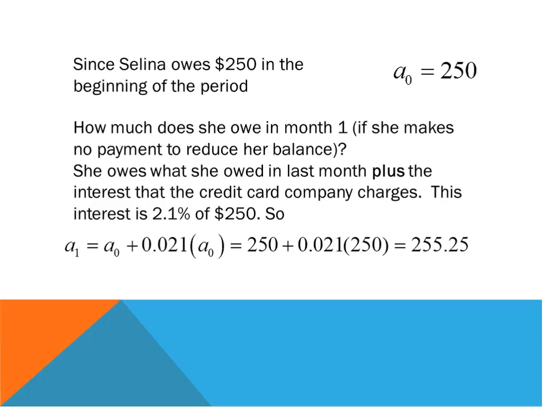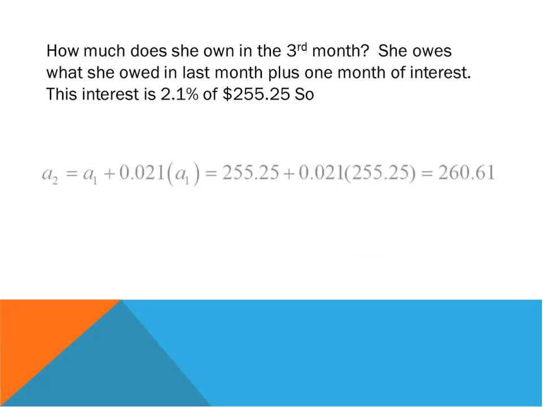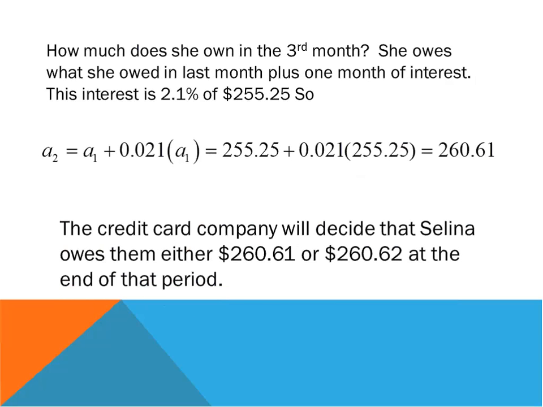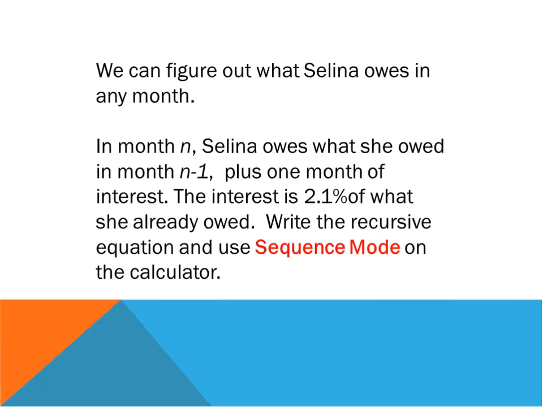Okay, so I think folks have had a chance to write down some of those equations, and hopefully they look something like this. If I have a sub 2, for example, I have her balance from before, which was last month, a1 plus 0.021 times a1, and I've actually got values here. There's some comment about how much they will charge her, whether they're going to round up. And so we can figure out what Selena owes in any month, where n is the month I'm interested in, based on the previous iteration, which is n minus 1.